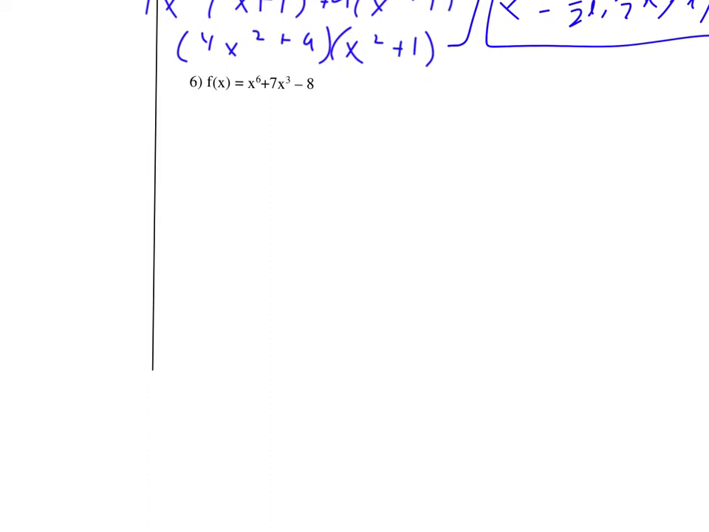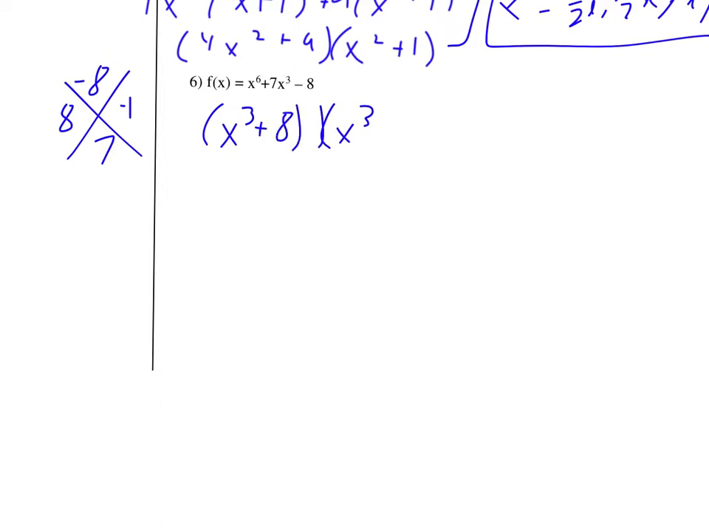All right, next one we have here is another trinomial. So for this one, we're going to do another diamond. So we have negative 8 on top, 7 on bottom. And so I think that's a positive 8 and a negative 1. But I need x to the third in front of each of these. So x to the third plus 8, x to the third minus 1. Oh, I have an extra parentheses in there.